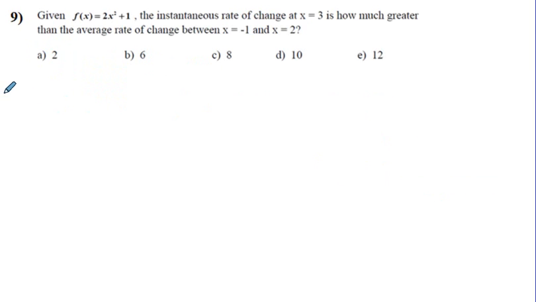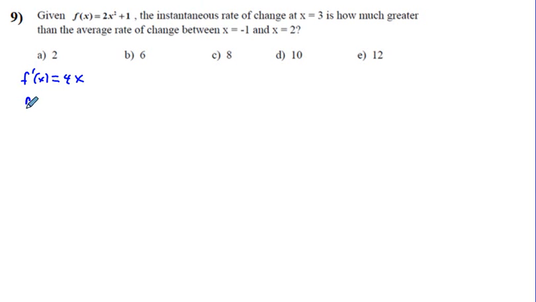Let's go to problem 9. Given f(x) equals 2x squared plus 1, the instantaneous rate of change at x equals 3 is how much greater than the average rate of change between x equals negative 1 and x equals 3? Well, first of all, let's go find the instantaneous rate of change. To do that, that's going to be the first derivative. So f prime of x is equal to 4x.